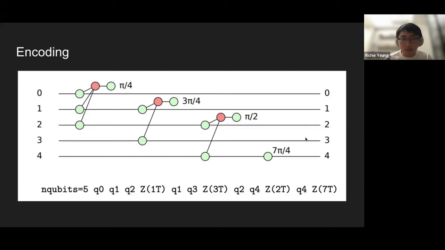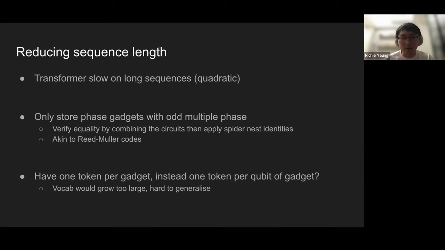We train this over very small examples, and it trains okay. But the problem is, instead of being limited by the generalization, the trainability of the problem, we're limited by how slow the transformer is on long sequences. Because the transformer runs quadratic with respect to sequence length, for larger circuits you get very long sequences. And this becomes a problem when it comes to training, because you need to train over a lot of examples.